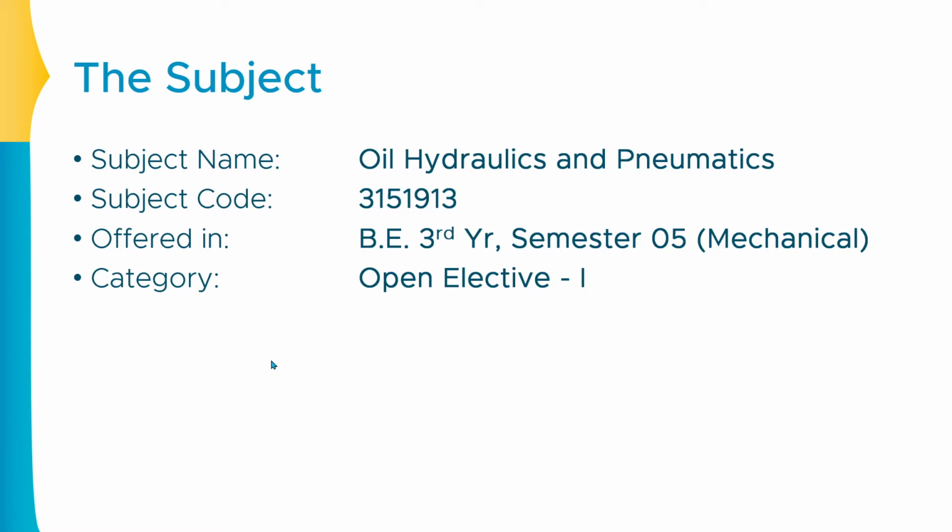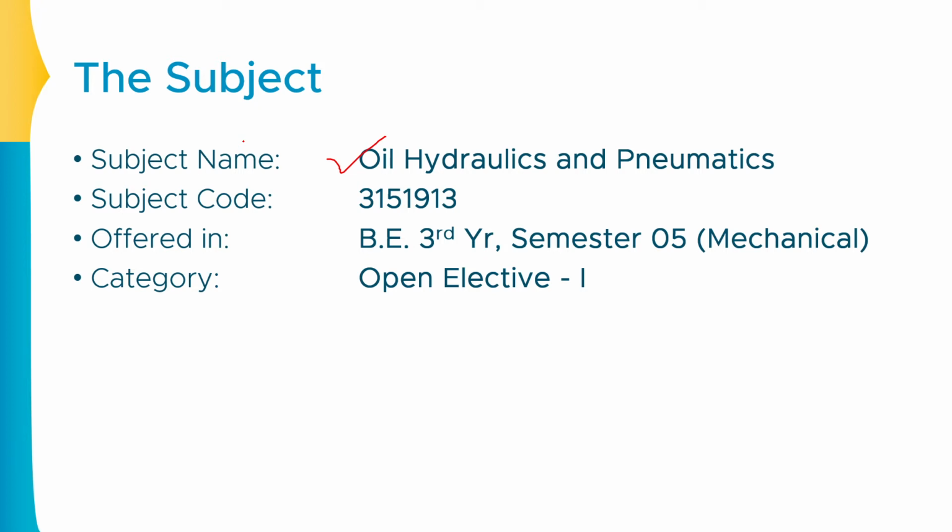This subject is called oil hydraulics and pneumatics. The subject code is 3151913 and it has been introduced in the BE third year semester 5 in the mechanical branch. Now it is in the category of the open elective one. So you are having the alternatives. Very first one is the oil hydraulics and pneumatics and second one is the control engineering, and we have selected the oil hydraulics and pneumatics.